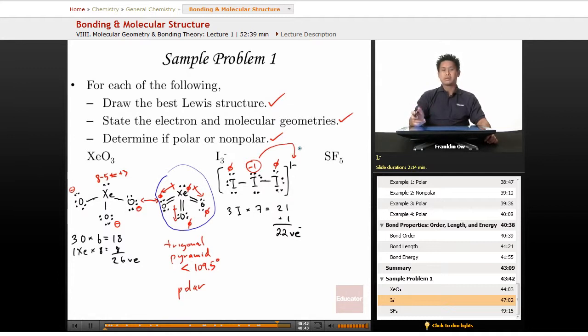And remember, iodine is somewhat electronegative, and so it's going to be perfectly fine with a negative formal charge. Okay, so that's the Lewis structure, everybody, for triiodide.